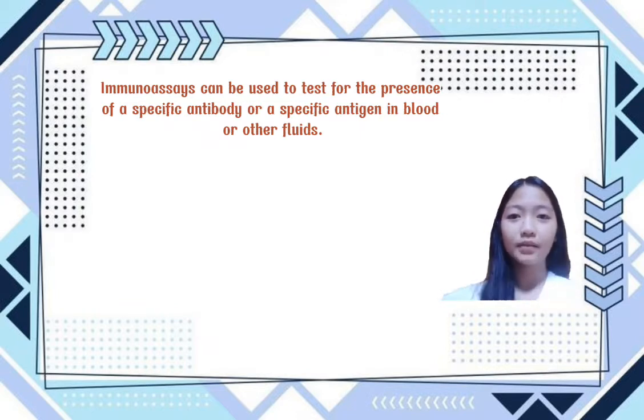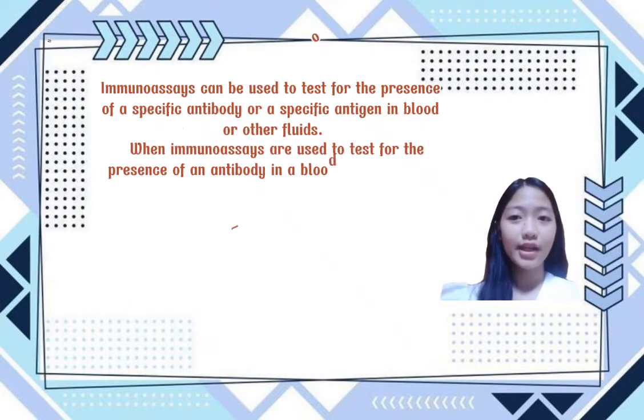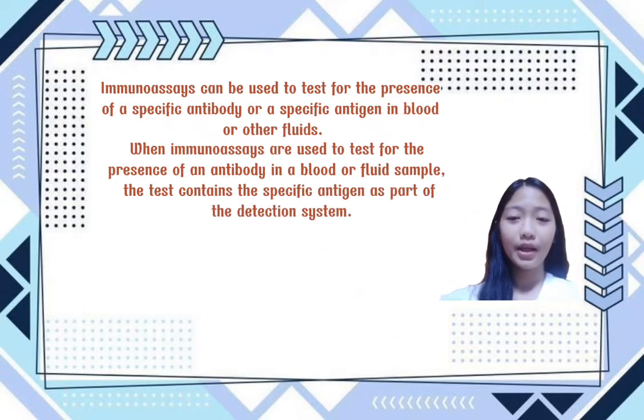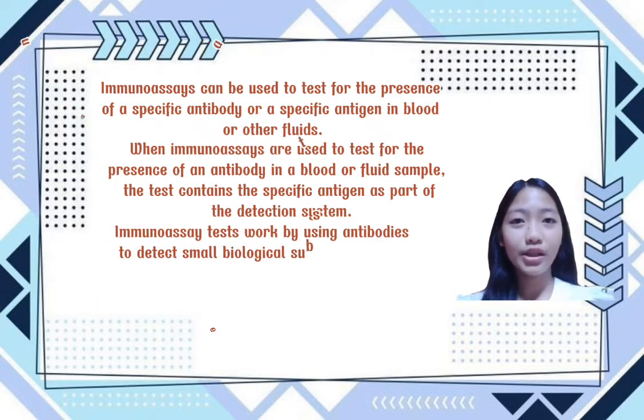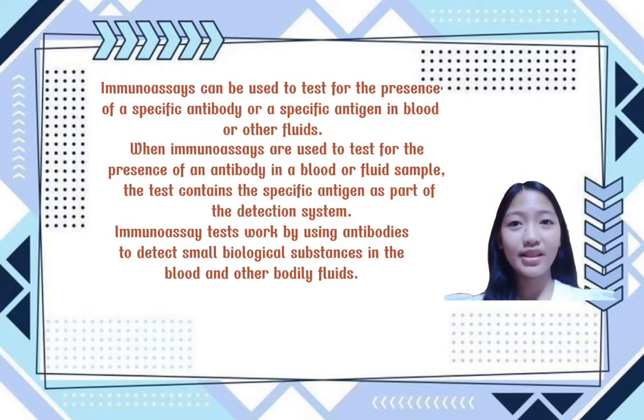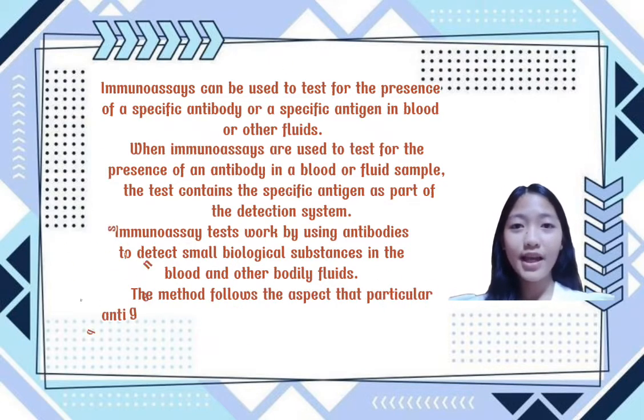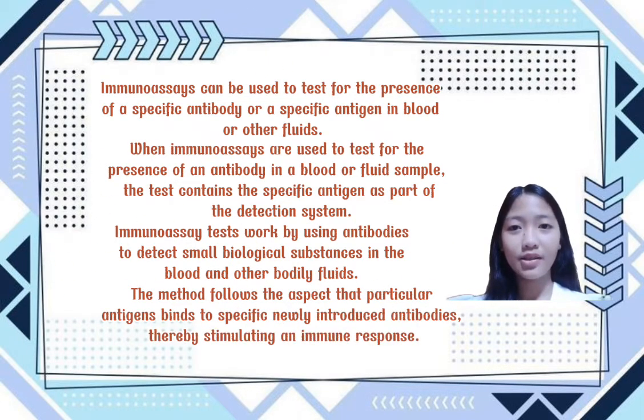When immunoassays are used to test for the presence of an antibody in a blood or fluid sample, the test contains the specific antigen as part of the detection system. Immunoassay tests work by using antibodies to detect small biological substances in the blood and other bodily fluids. The method follows the aspect that particular antigens bind to specific newly introduced antibodies, thereby stimulating an immune response.